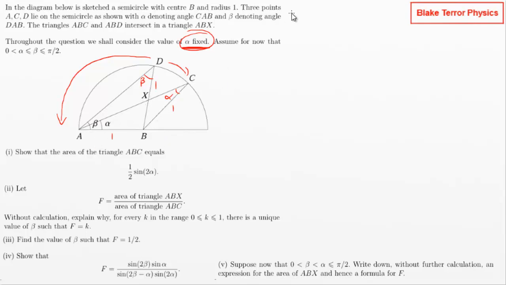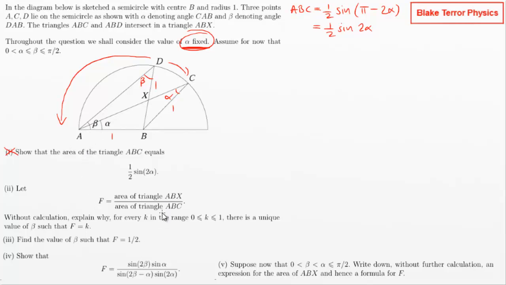So the area of ABC is a half times AB times BC times the sine of that angle, so a half times 1 times 1 times the sine of that angle. That's a half of the sine of pi minus 2 alpha, which for sine means a half of the sine of 2 alpha, which is what they want. So that was a nice starter.